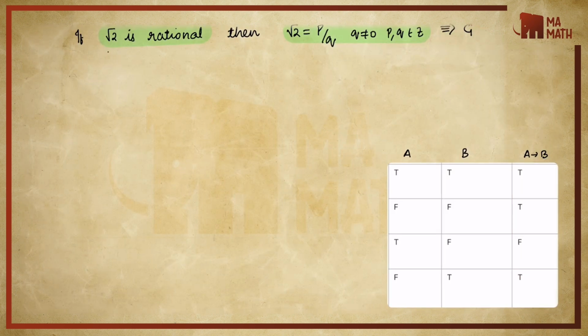Now let's apply this for root 2. That is, we have two statements: if root 2 is rational, this is statement A, and root 2 can be expressed as p by q, where q is not 0 and p, q are integers. This is statement B. This entire statement is C. Now we know that the entire statement C is true.